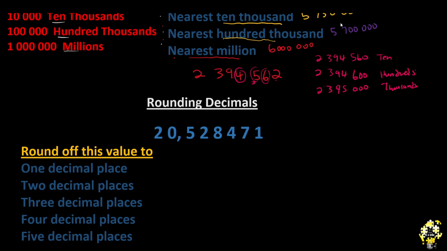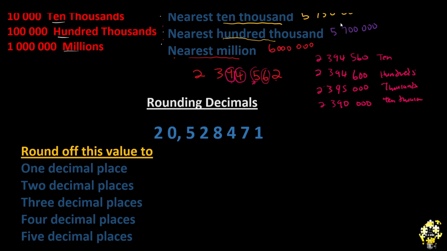Now to the nearest 10,000, who is the target? It's this guy right here. Who is the right neighbor? It's the 4. Does the right neighbor say we go up or down? It says we go down. Down means we must just keep this value the same. So it's going to be 2,390,000.